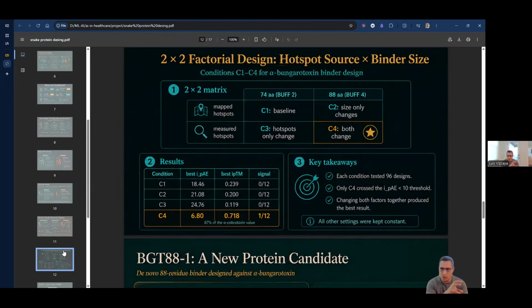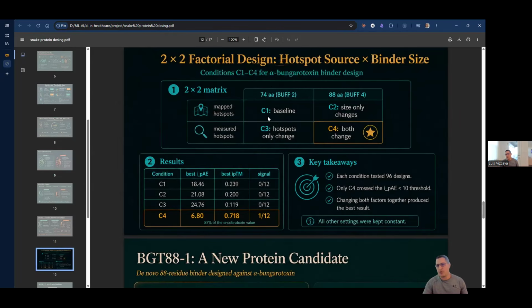I can see where the bungarotoxin attaches and how it attaches to another cell. I investigated, and there is a crystal structure where this protein is attached to another cell. I went there, measured the hotspot where the protein attached, and designed a 2 by 2 set of experiments. One was with the hotspot from the cobra, and the other was the size of the protein. When I tried this, C1, it failed, as I mentioned.